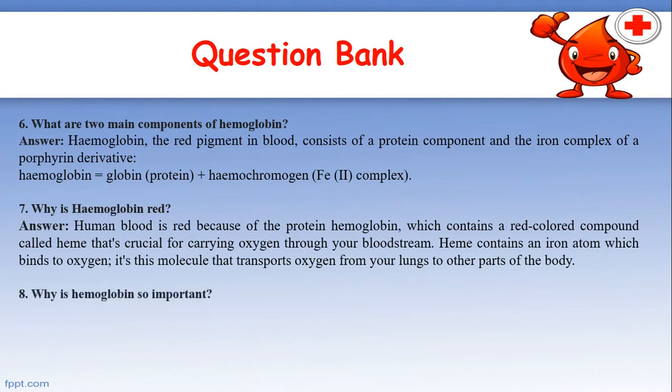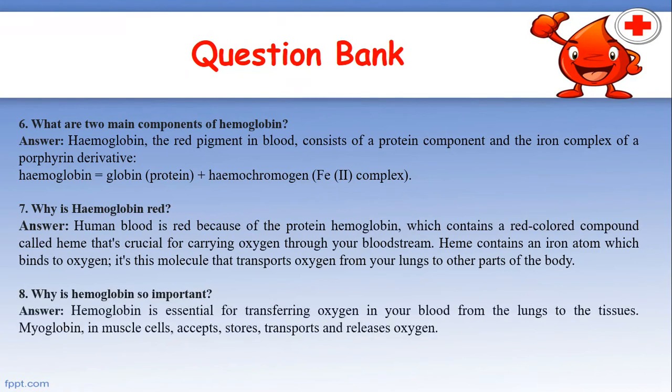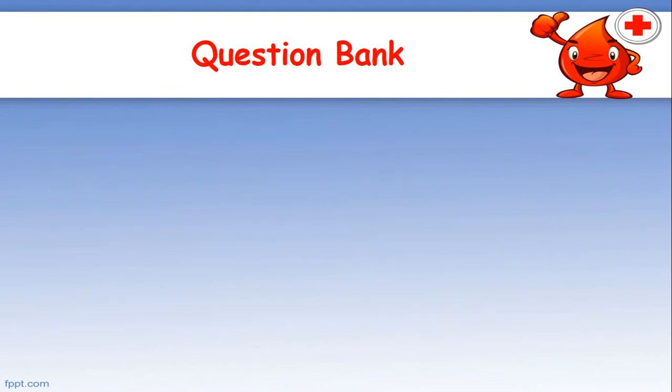Next question. Why is hemoglobin so important? The answer is, hemoglobin is essential for transferring oxygen in your blood from the lungs to the tissues. Myoglobin in muscle cells accepts, stores, transports and releases the oxygen. Next question. What are the four subunits of hemoglobin?